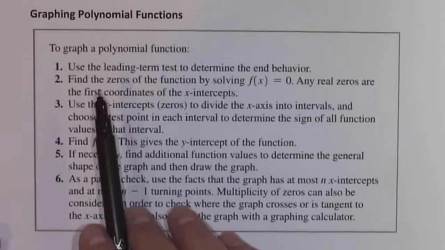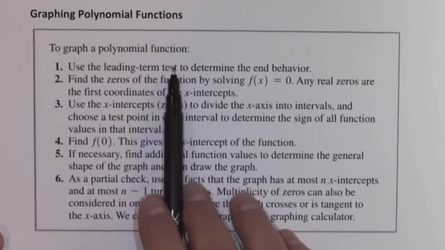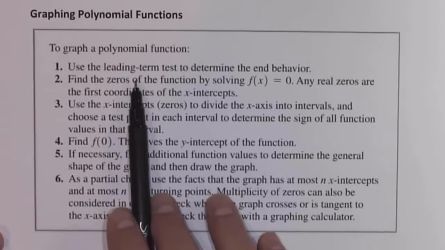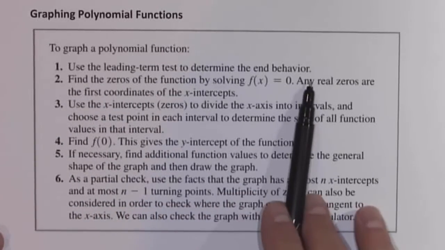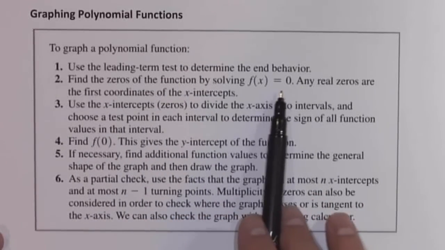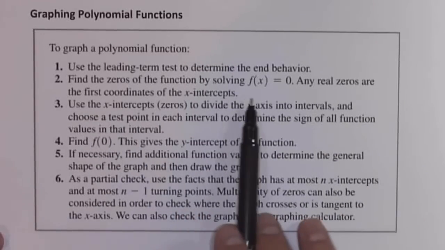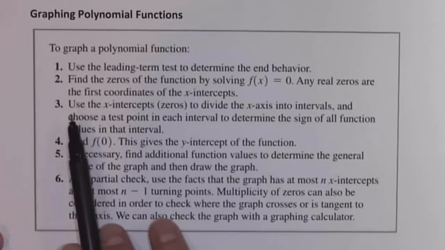So here we have a procedure that we can use to graph polynomial functions. To graph a polynomial function: 1. Use the leading term test to determine the end behavior. 2. Find the zeros of the function by solving f of x equals 0. Any real zeros are the first coordinates of the x-intercepts.